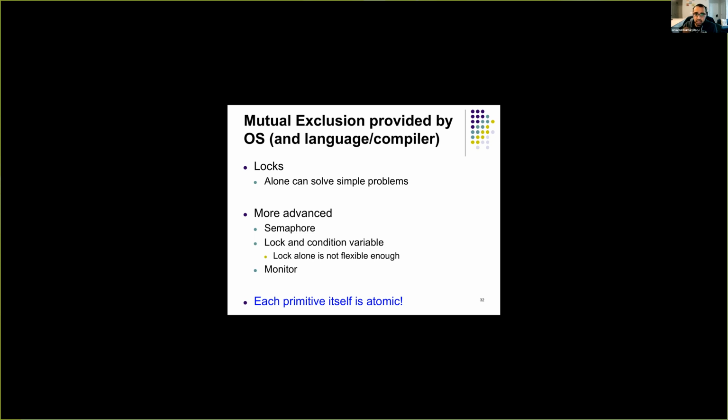And the way these are provided is by using special hardware instructions called test and set. Hardware provides these, for instance, x86 has a test and set instruction, using which the operating system provides locks and other mechanisms.